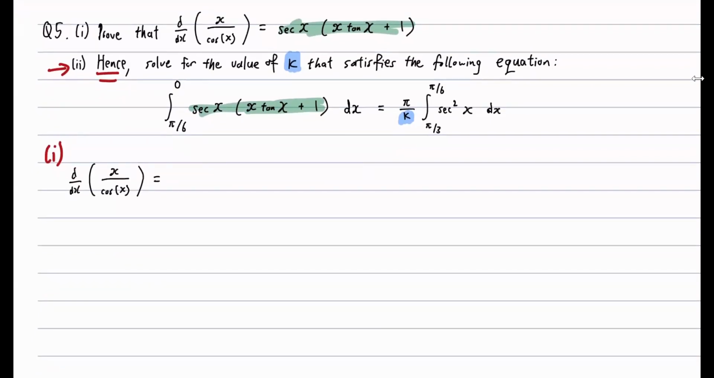You see x over cosine x, what rule do you want to use? Fraction. X over cosine x is a fraction. So how? Quotient rule. What's the quotient rule? Repeat. Low d high minus high d low, draw the line, square below.